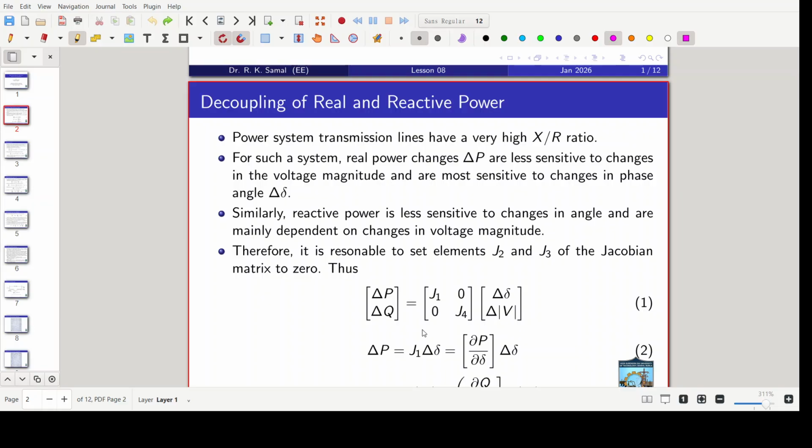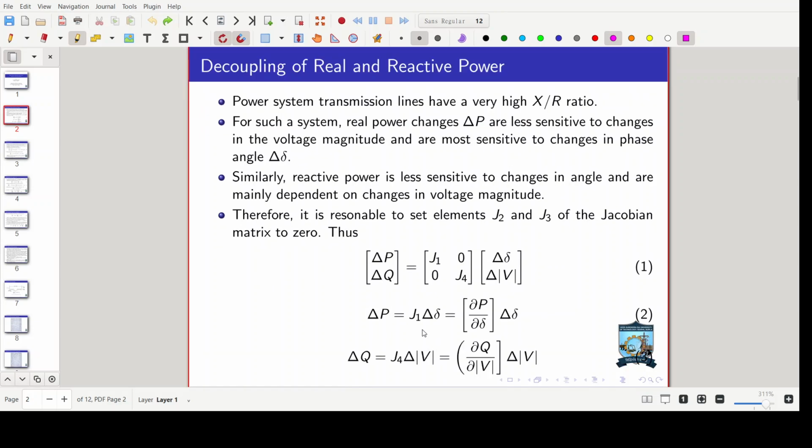The first decoupled method of load flow is based on decoupling of real and reactive power, P and Q. And why is such decoupling there in the power system? That's because power system transmission lines have a very high X to R ratio. For such a system, the real power changes delta P are less sensitive to changes in the voltage magnitude and are most sensitive to changes in the phase angle.